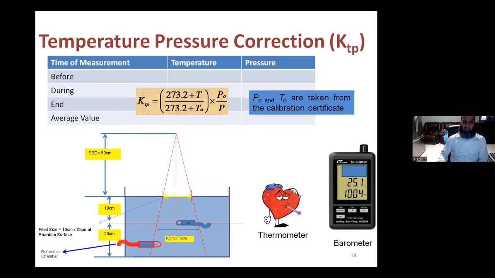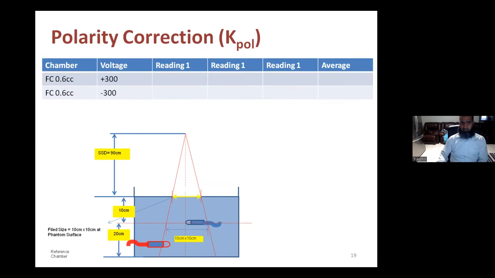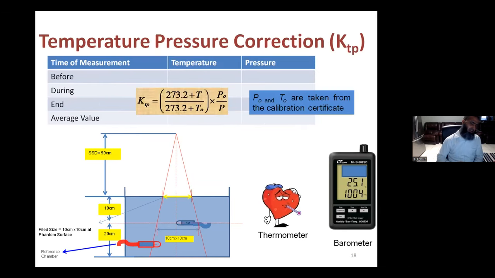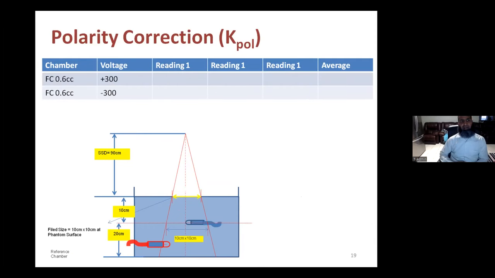So P naught and T naught are taken from the calibration certificate. Do you know why we have to take the reference temperature and pressure from the calibration certificate? Anyone knows that? Please put your answer in the comment box.